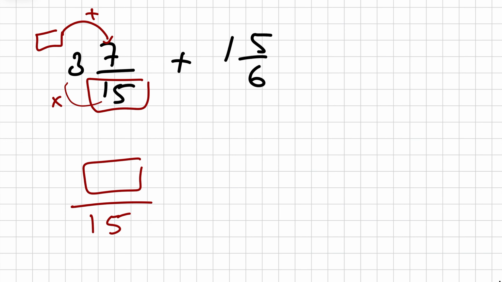So when you do 15 times the whole number 3, it is obviously 45. Now the 45 is going to be added to the 7, making it 52. So 3 times 15 gives us 45, and we add it to the 7, it is going to be 52.